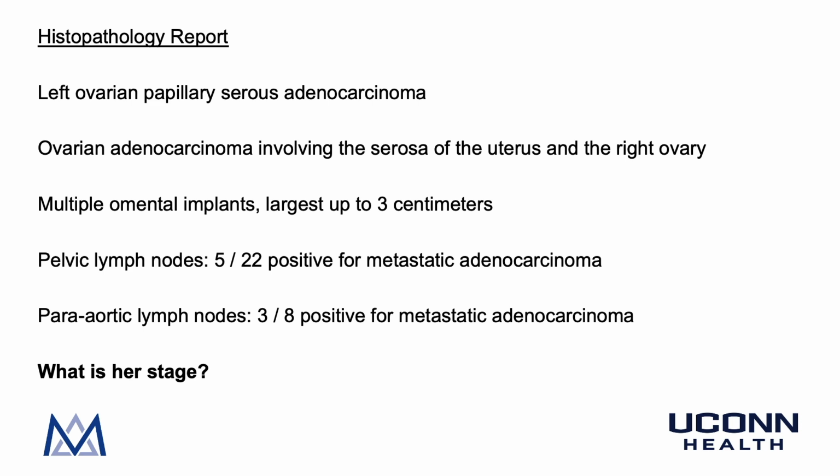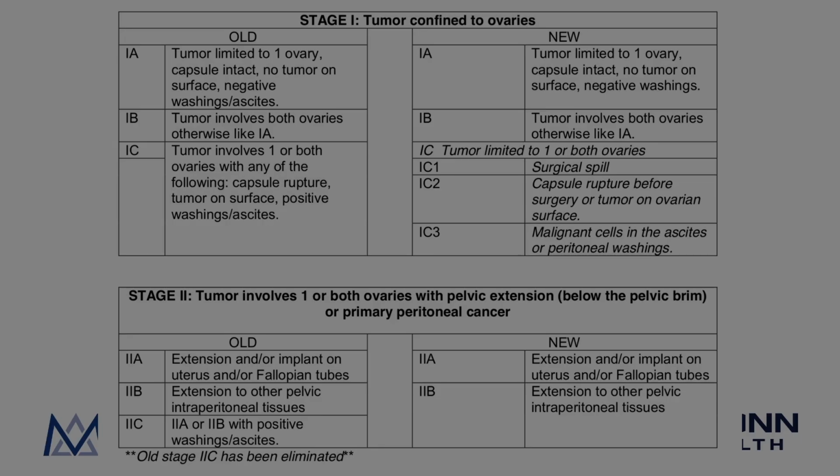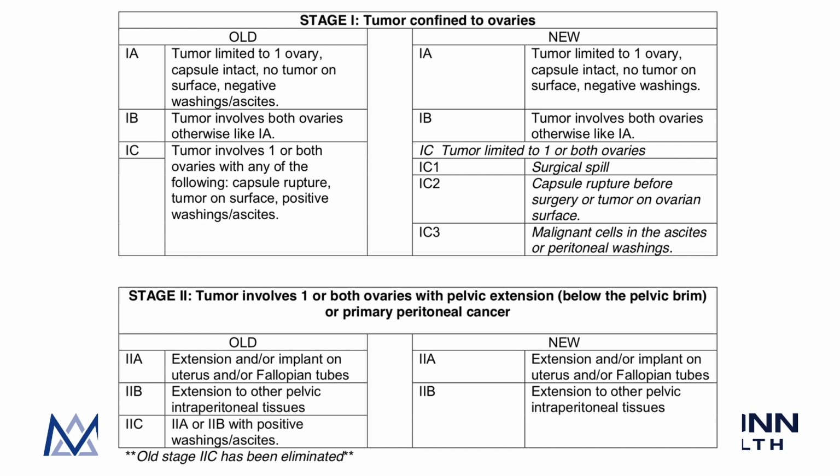What is her stage? The old and new FIGO staging for ovarian cancer is overwhelming. This slide would drive almost anybody crazy. Most medical students are not going to be required to memorize this to such fine detailed degree. What we do know is that our patient AE's ovarian cancer has spread to the pelvic lymph nodes and throughout the peritoneal cavity. And so she's actually not stage 1 or stage 2. So let's move on to the next slide.